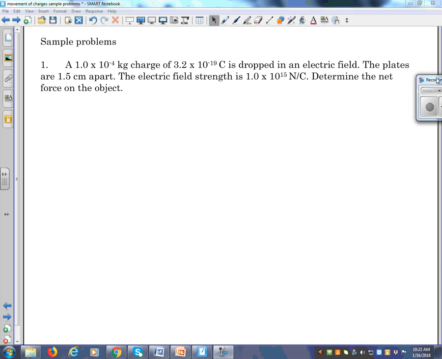So we got a mass, a 1.0 times 10 to the minus 4 kilogram charge. That's the mass. Charge of 3.2 times 10 to the minus 19 coulombs. That's the Q. Dropped into an electric field. The plates are 1.5 centimeters apart. I guess that's distance, right? The electric field strength is 1 times 10 to the 15. That's the E value. Determine the net force on the object. So they're not asking for the charge, they're asking for the net force.